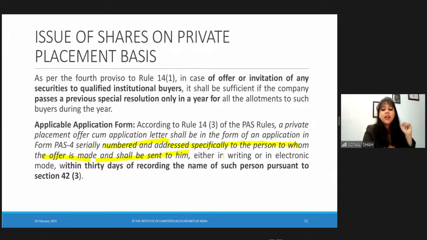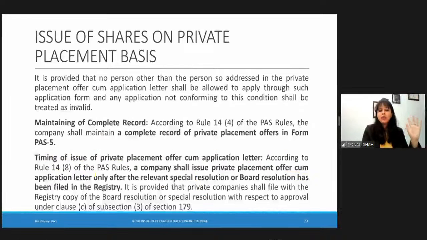and has to be sent to him either in writing or in electronic mode within 30 days of recording the name of such person. So when the company identifies the people for making the offer and makes a list of it, within 30 days of recording that information, the form PAS 4 has to be sent to him. It is also provided that no person other than the person so addressed in the private placement offer cum application letter shall be allowed to apply through such application form. So if a person does not conform to the requirement, that application will be treated as invalid.